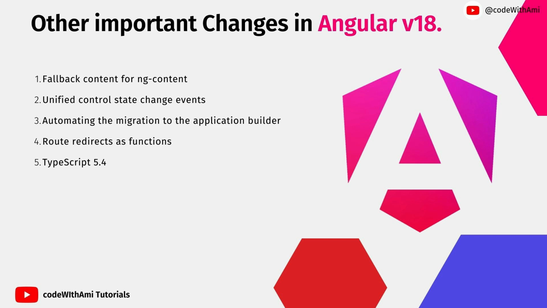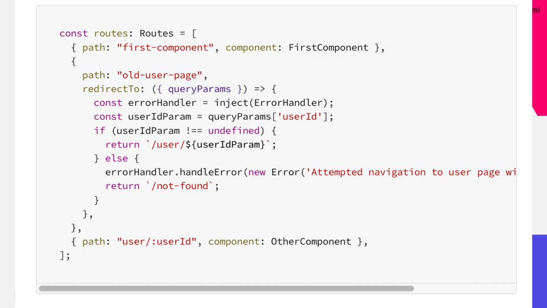And the next thing is route redirects as functions. To enable higher flexibility when dealing with redirects, in Angular version 18, redirectTo now accepts a function which returns a string. For example, if you would like to redirect to a route that depends on some runtime state, you can implement a more complicated logic in a function. So here's the example. In this example, you have created a path, and you added a redirectTo, which is currently a function now.